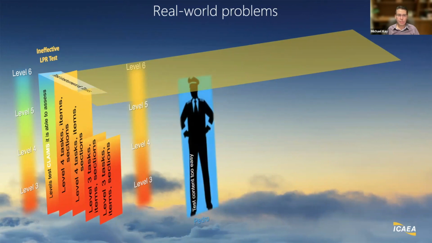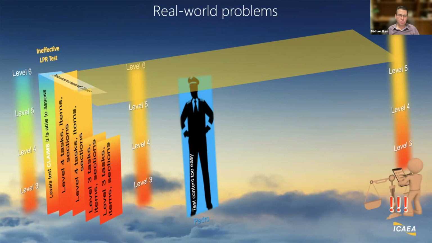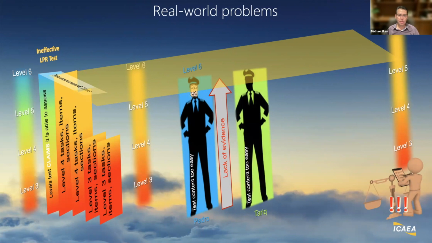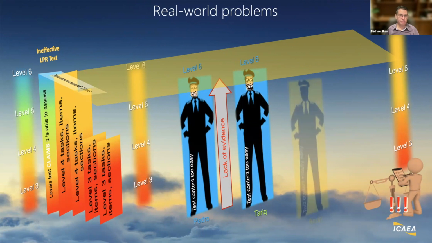So if we put Pedro back into that ineffective testing system, and the raters come along, and there's this skewed perception of what the higher levels are, there's not a lot of evidence that Pedro is a level 6, but he does so well on all the items, all the tasks in that test, that he in fact does achieve a 6. What's going to happen with Tariq? You guessed it. He's also doing very well on all the aspects, all the tasks in that test. He also gets a level 6, much to his surprise.